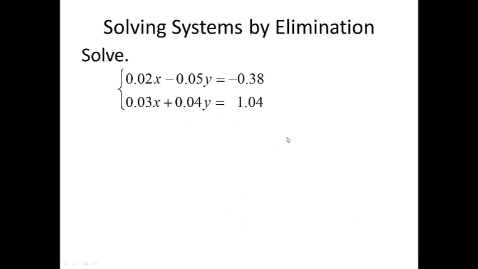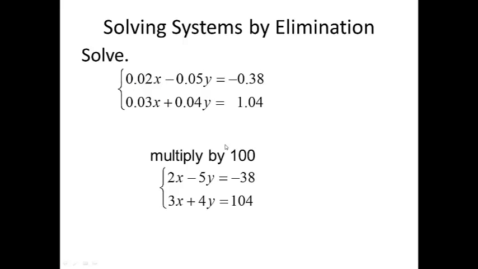Now, let me talk about problems like this. You look at this and you go, oh, that looks so ugly. This is really not that bad if you realize that you can multiply by something on the whole equation and it won't affect it. So how about if I multiply both of these by 100, just move the decimal over twice on each one of these, and it cleans up really nicely.